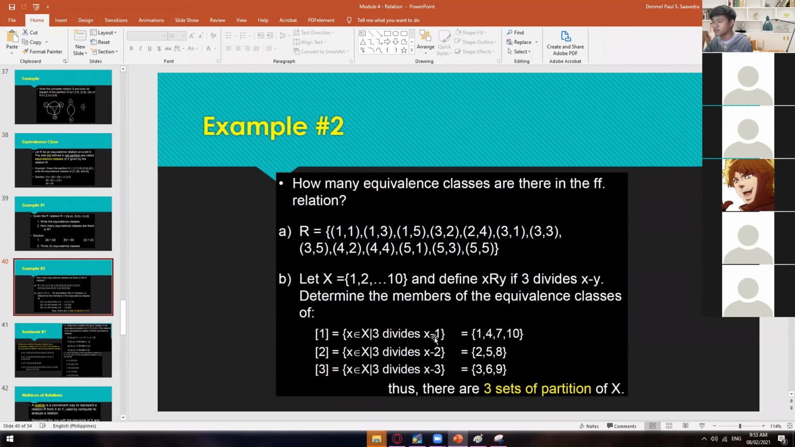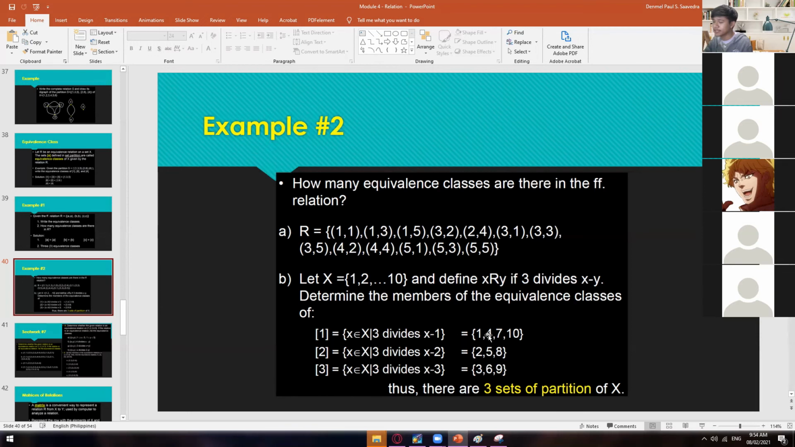So 10 minus 1 is 9, divided by 3 is a whole number, 3. So 7 minus 1 is 6. So 6 divided by 3 is 2. And then 4 minus 1 is 3. So 3 divided by 3 is 1. And then 1 minus 1 is 0. So 0 divided by 3 is 0, which is still a whole number.